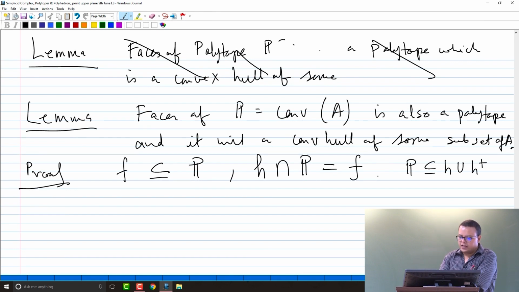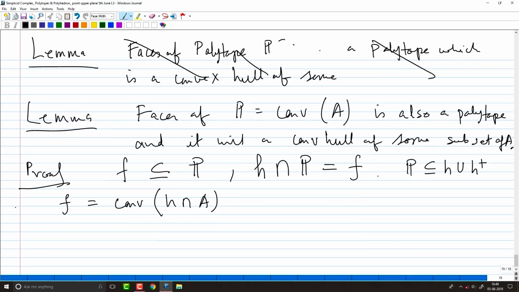So, my claim will be that F is nothing but the convex hull of H intersection A. This is what I want to show. If I have shown this, are we done? We are done, right? This is even something stronger than what we need. If I can show this, I am done.